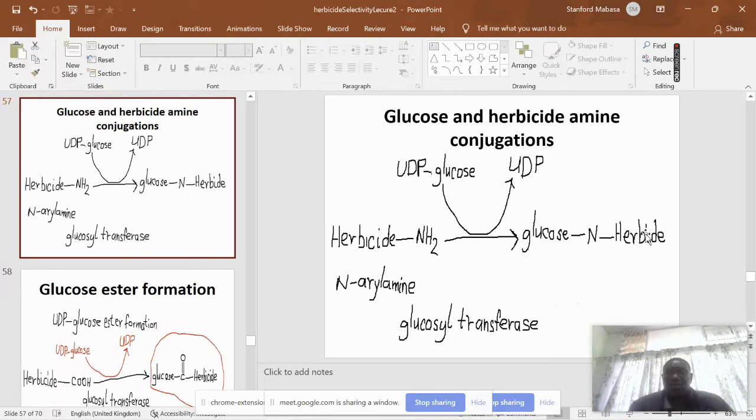We can also have glucose acting upon the herbicide with an amine with this group to form a conjugation. So we have UDP glucose. Glucose is donated. It combines with this part of the herbicide. Now we have glucose N herbicide. And this is now free UDP, or uridine diphosphate. Then you have glycosyl transferase, which is the enzyme facilitating this reaction.